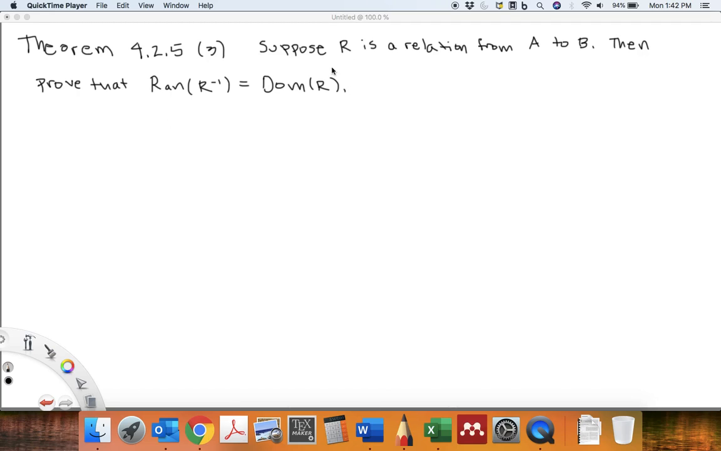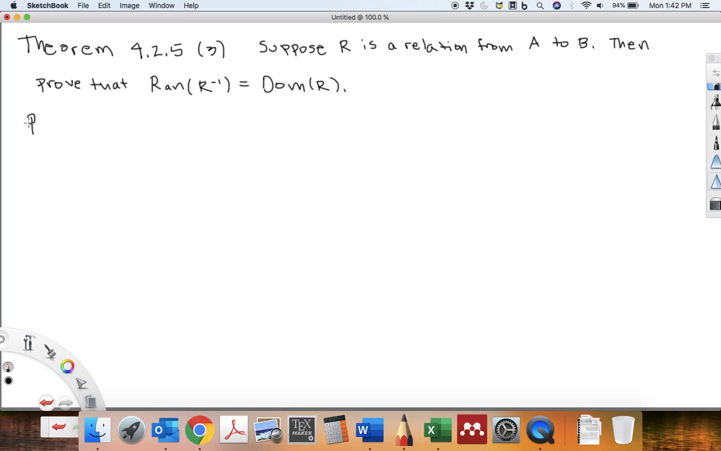So we have R is a relation from set A to set B. We're supposed to show that the range of the inverse relation is the same as the domain of the relation. And that, of course, seems intuitive just because we've all worked with functions that, depending on the nature of them, have inverses. But we're going to do this in very general terms. So we will start.